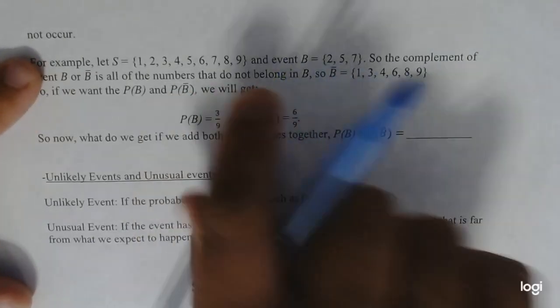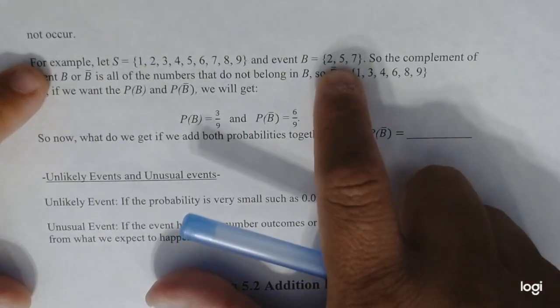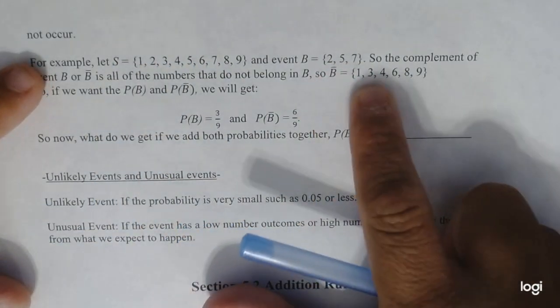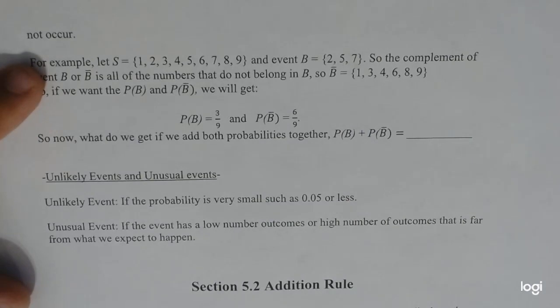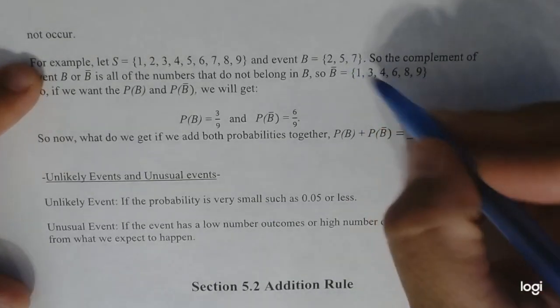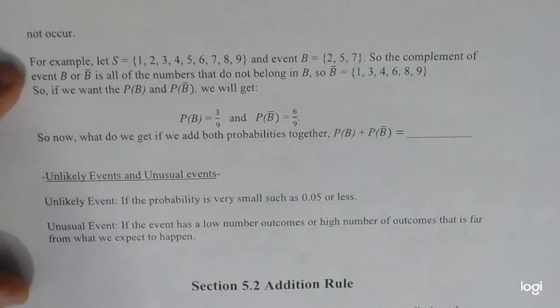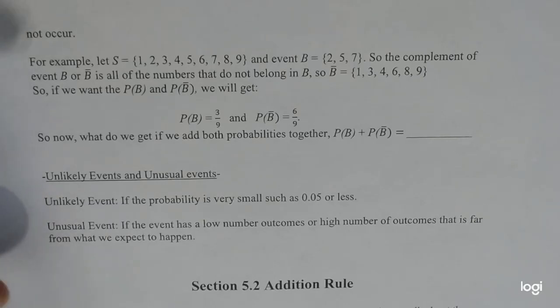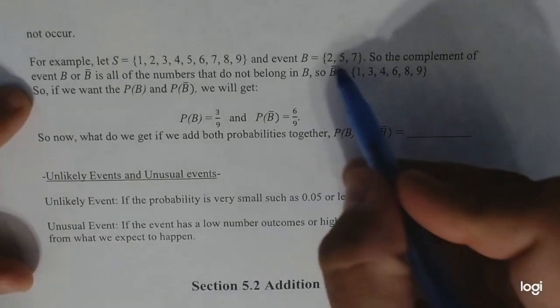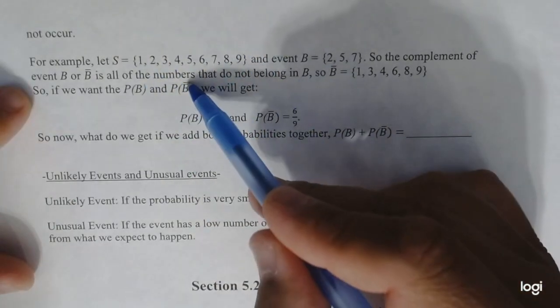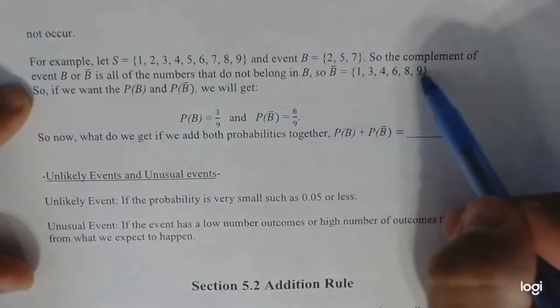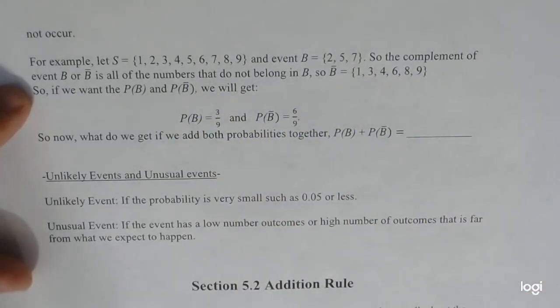So I'm going to list out all the sample space except the numbers in B, which would be 1, 3, 4, 6, 8, and 9. So notice they do not overlap, right? They have nothing in common. So that's what a complement is, the complete opposite of each other. Here's a key, very important concept we'll talk about later in the course: if we find the probability of each one, the probability of B would be 3 out of 9, and the probability of the complement would be 6 numbers out of 9.